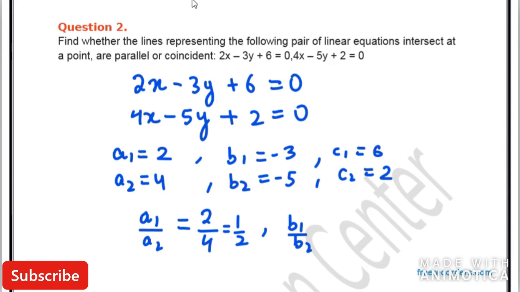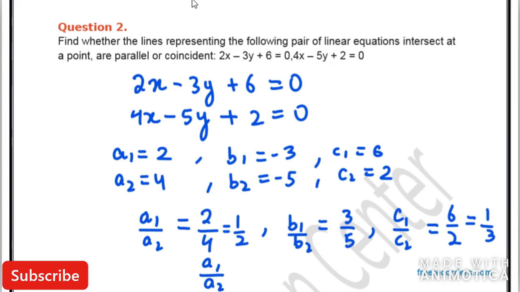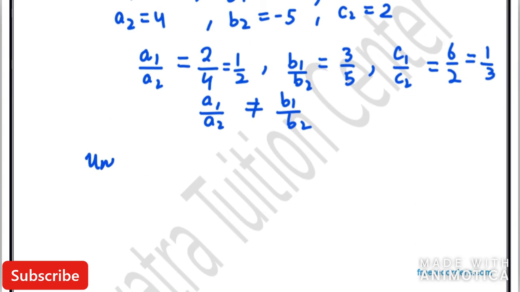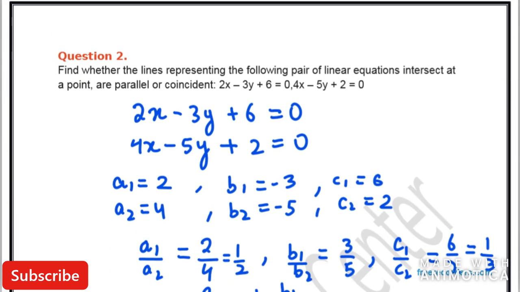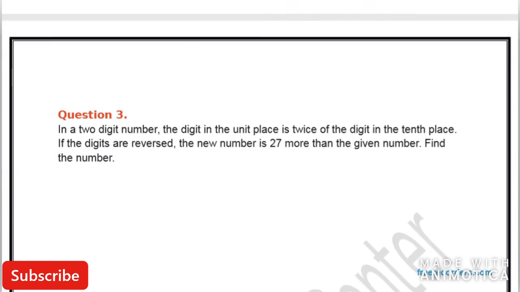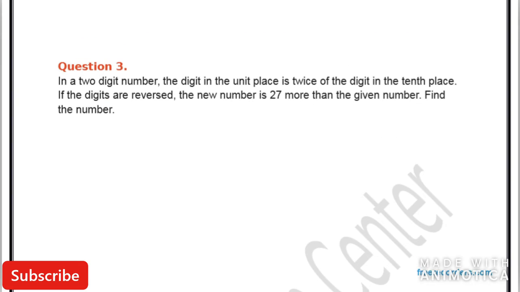So for this, let us find. a1 over a2 will be 1 by 2, then b1 over b2 will be minus 3 over minus 5, which is 3 over 5, then c1 over c2 will be 6 over 2, which can be written as 3. That means you can see that they are all unequal. So we can conclude that a1 over a2 is not equal to b1 over b2. So in the end, you can write that the given equations will have a unique solution, and the lines will intersect at a particular point. So that's your answer for question number 2. Now moving on to question number 3.